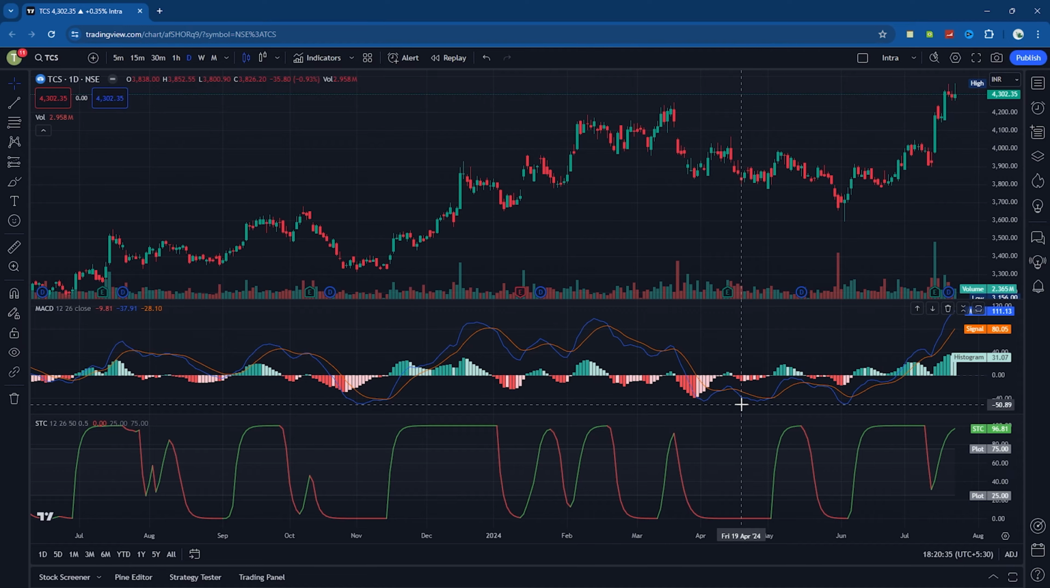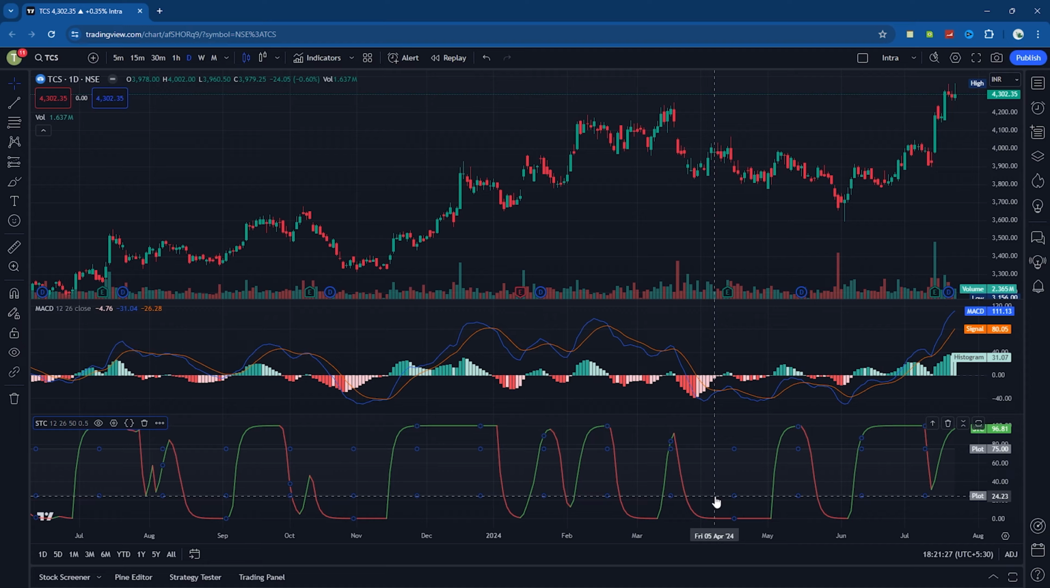For this reason, we incorporate one of the major components, which is the cycle component. STC comes with that. If you see over here, this is our STC indicator, and we have a range here, right? Now, let's interpret the STC signals. This is our STC indicator, and within that, we have two levels. We have 75 and then we have 25.